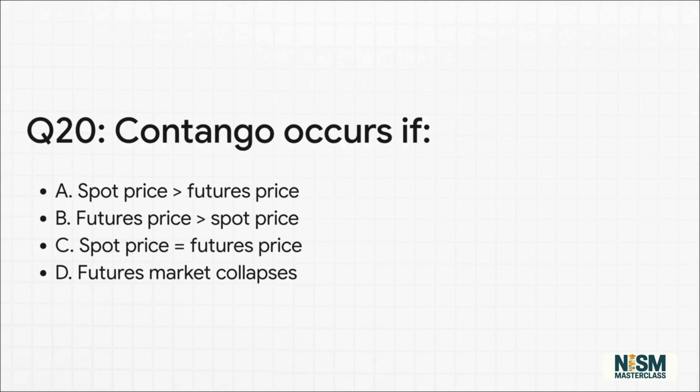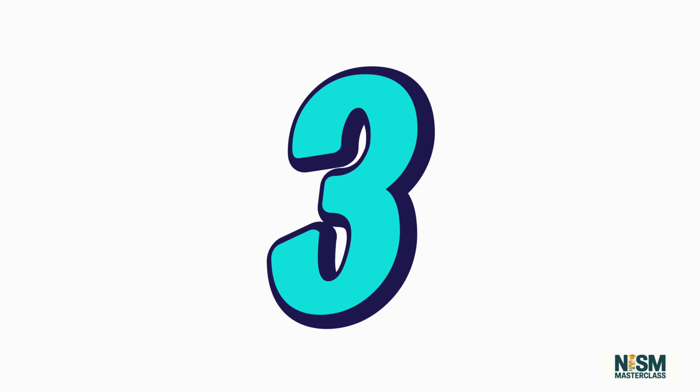Question 20, our final question. Contango occurs when A. Spot price is greater than futures price, B. Futures price is greater than spot price, C. Spot price equals futures price, or D. Futures market collapses. Pause now if you need more time.